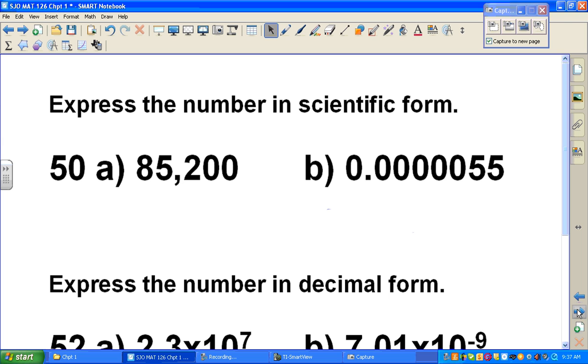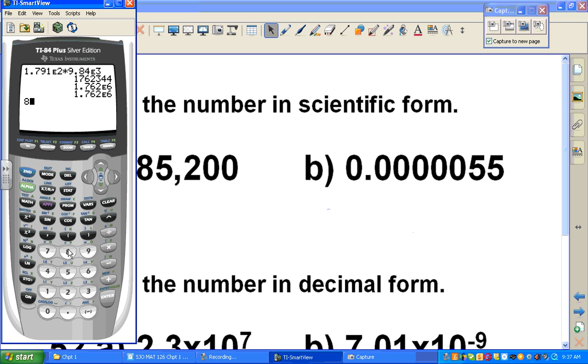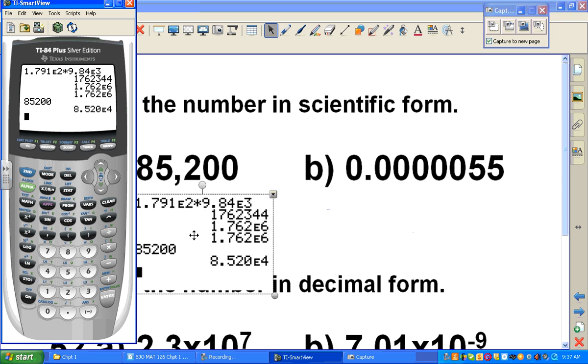Express the number in scientific form. 85,200. Well, how many decimal places do you want to go to? 85,200. Mode, I don't know, scientific. 3 sig figs or 4? You want to go 3 or 4? Sounds good. Then quit. There we go. So it's 8.520 E to the 4th.